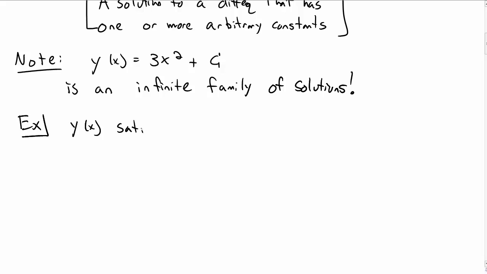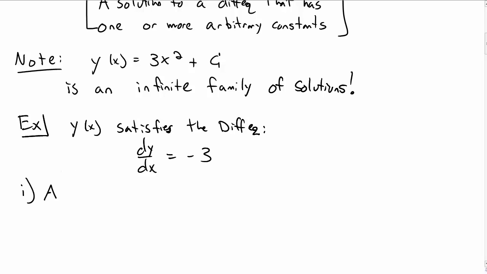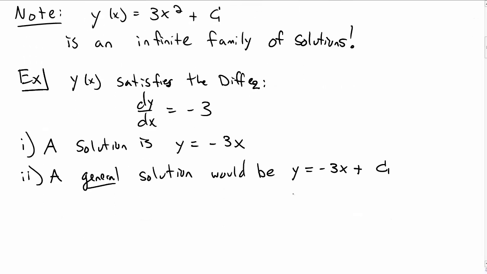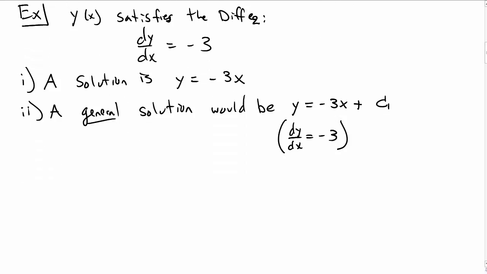Okay, so let's consider an example where y of x now satisfies the differential equation dy/dx is equal to minus 3. Okay, straightforward differential equation. So what would a solution look like? Well, at least one solution would be minus 3x. That clearly solves it. How about a general solution? What would the general solution look like? Well, you can kind of quickly guess that you can translate the solutions up and down, and so minus 3x plus c should be the general solution to this. All of these solutions would have dy/dx equal to minus 3.